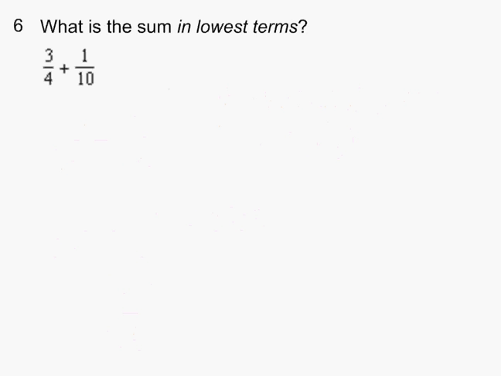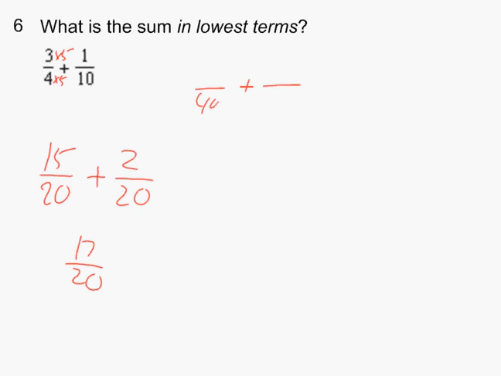Question 6, what is the sum in lowest terms? So the lowest common multiple 4 and 10 share is actually the number 20. Now some of you might have used 40. It's okay if you did. But if you use 20, you're going to have your answer in lowest terms. So we have 15/20 plus 2/20 is 17/20.